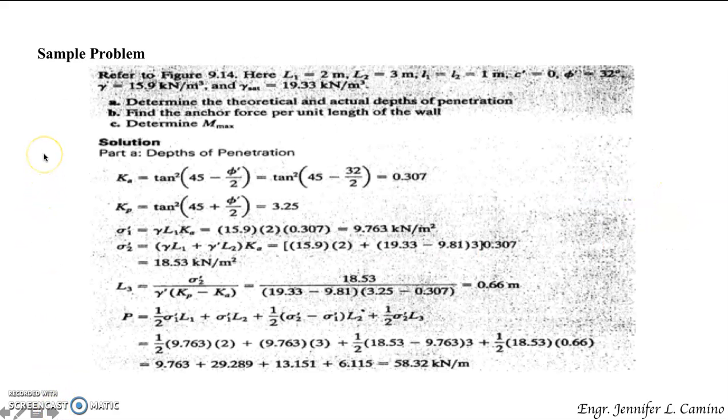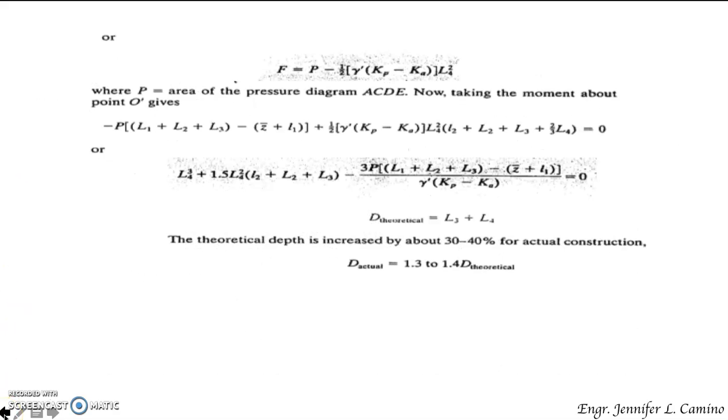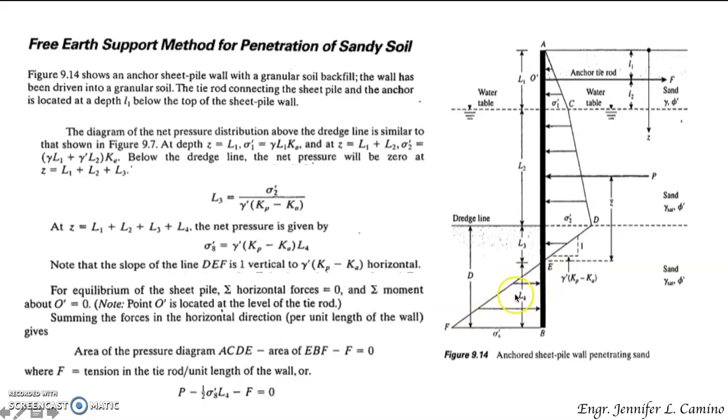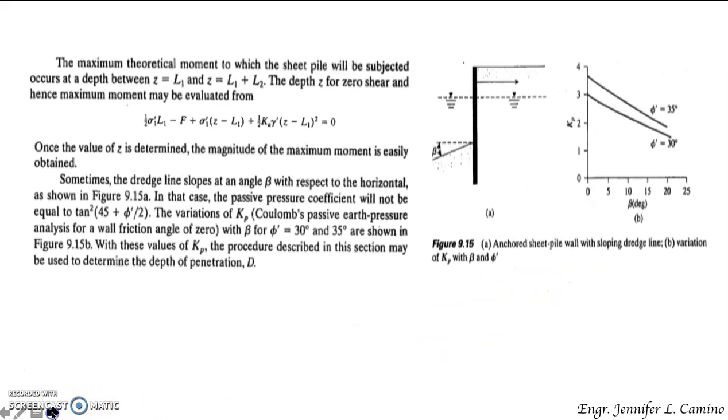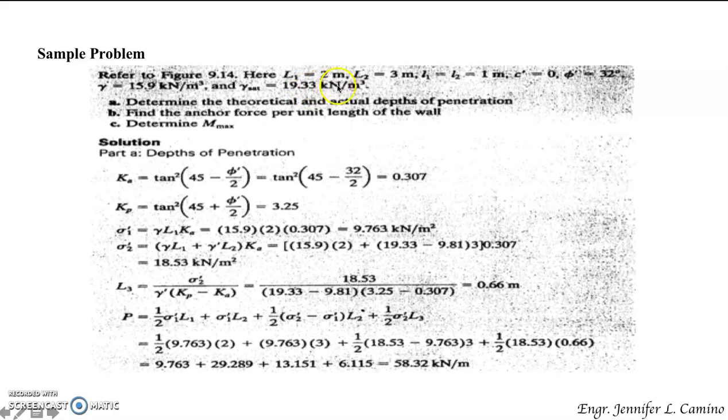So we have here a sample problem. Try to refer to our figure 9.14. This is our figure for our sample problem. Our L1 is 2 meters, L2 is 3 meters, L1 and L2 are 1 meter, c prime is 0, phi prime is equal to 32 degrees, and gamma prime is 15.9 kilonewton per cubic meter. Saturated unit weight is 19.33 kilonewton per cubic meter.